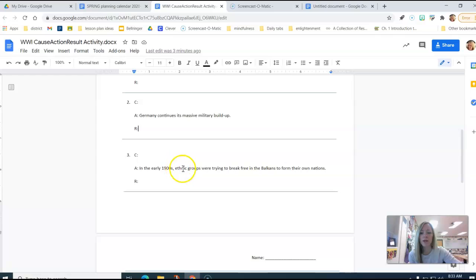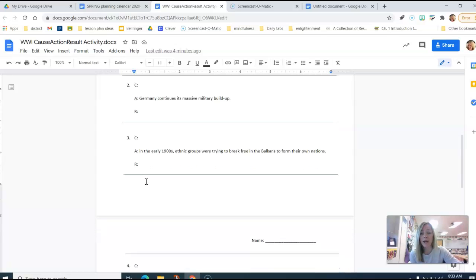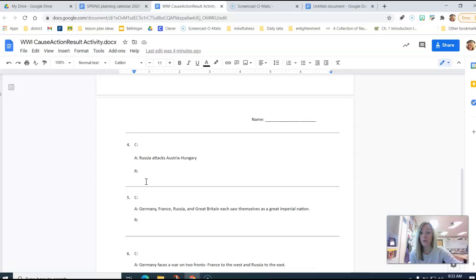Number 3 rather, in the early 1900s, ethnic groups were trying to break free in the Balkans to form their own nations, right? Why would ethnic groups want to break free in the Balkans to form their own nations? What would cause that? It sounds to me like perhaps their nations had been taken over, right? The result of that is maybe like nationalist movements, like, for example, the Black Hand Gang, the assassination of Archduke Franz Ferdinand. The result may also be just tensions in the Balkans, and all of a sudden the Balkan territory is a powder keg, right?